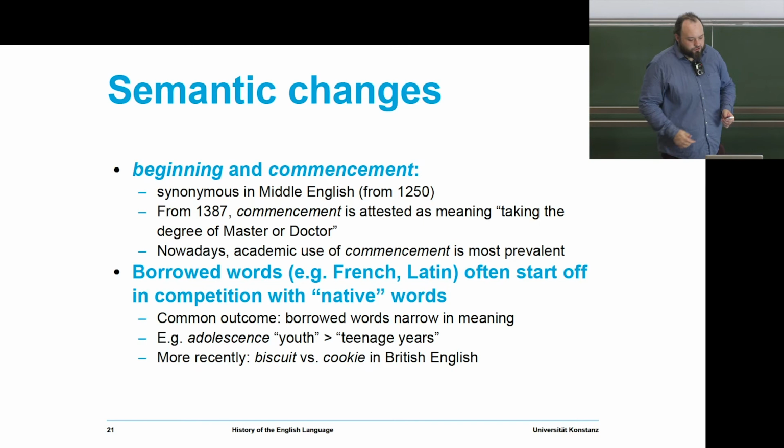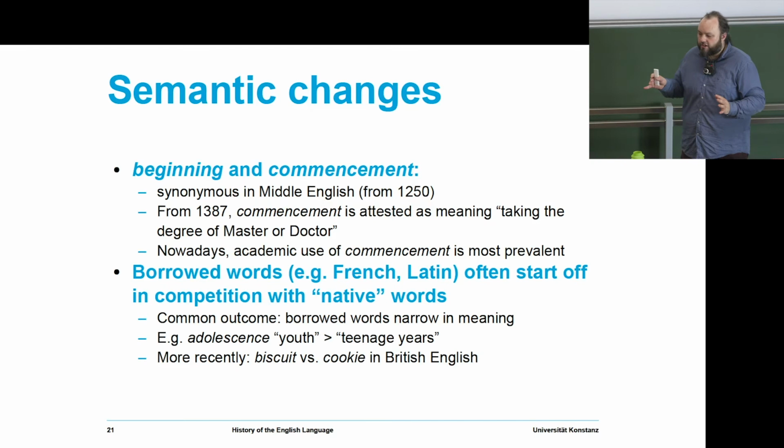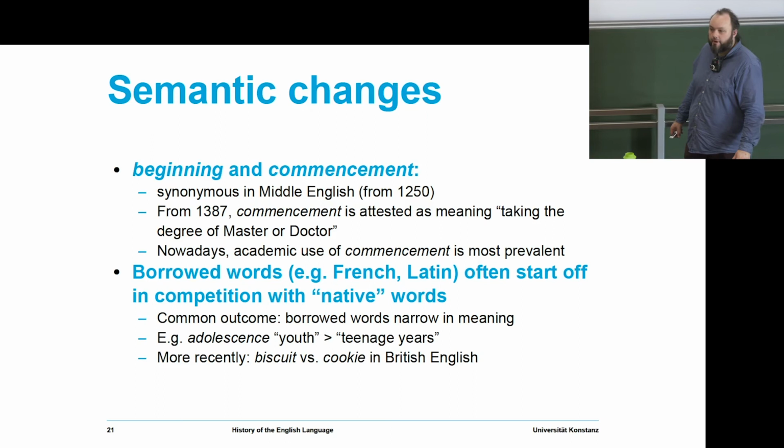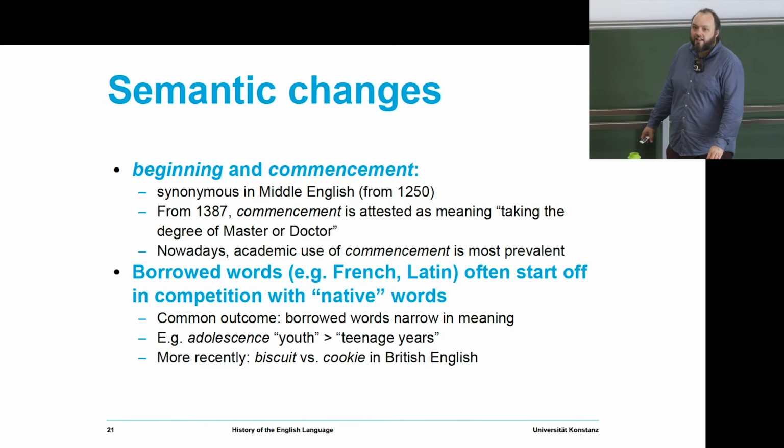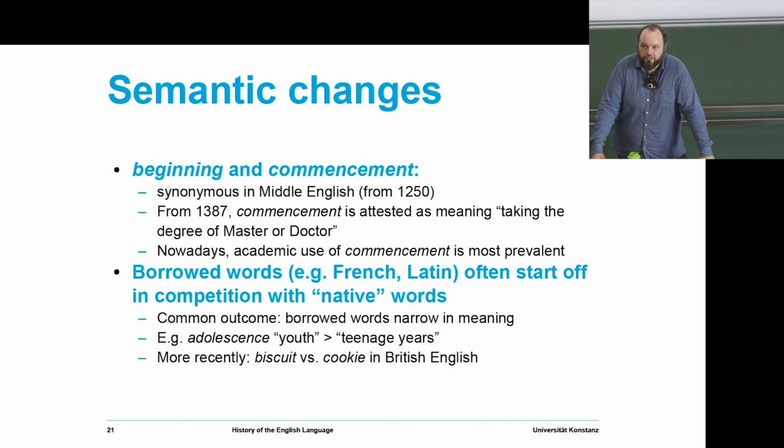This is often true, as I've said. Borrowed words often start out in direct competition with a native word, meaning exactly the same thing. Adolescence, for instance, is a Romance borrowing. Originally, it just meant youth, so the state of being young. In modern English, it means something more specific. You're an adolescent. Adolescence is specifically the period of puberty. So adolescents are really between like 12 and 18.